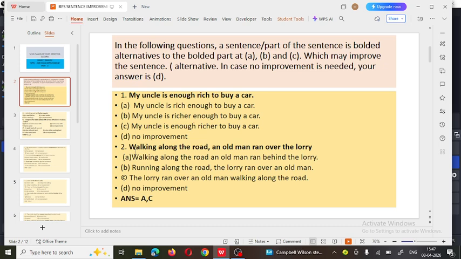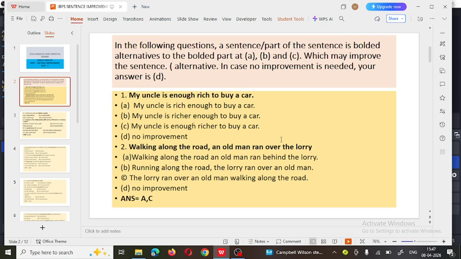Next, the second one. Walking along the road, an old man ran over the lorry. So who was walking along the road and who ran over whom? So it is confusing in the given part.